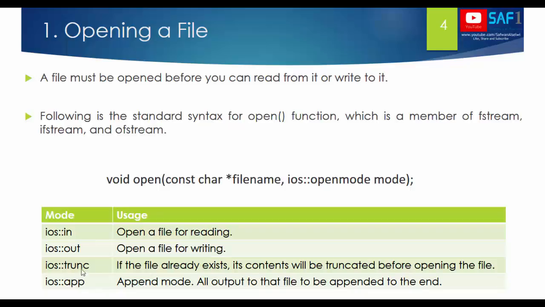The third one is trunc, which is for truncate. If the file already exists, its content will be truncated before opening the file, so whatever we have in that file will be removed. And the last one is append. In append mode, all the output to the file will be appended at the end of the file. If we have some content in this file, then the new content will be added at the end of the file.